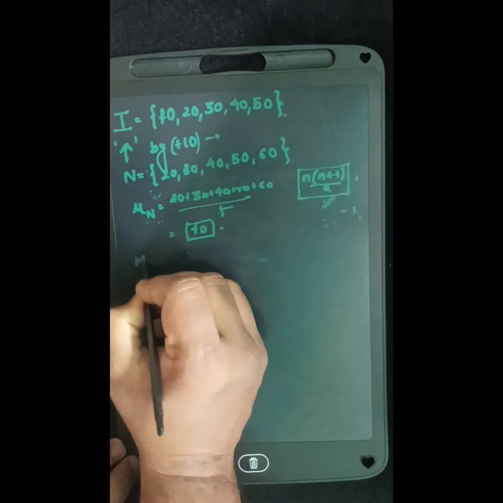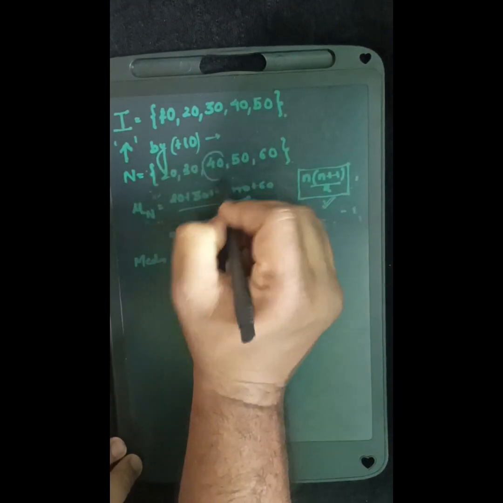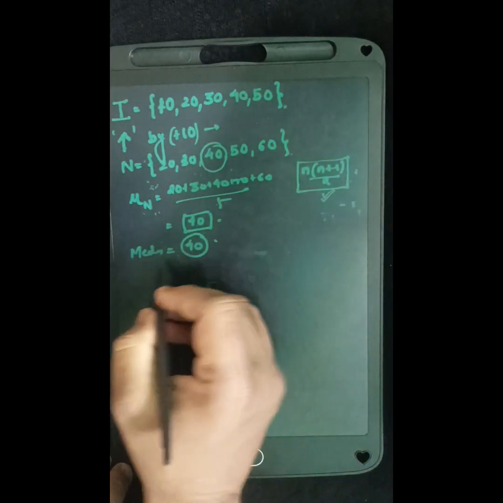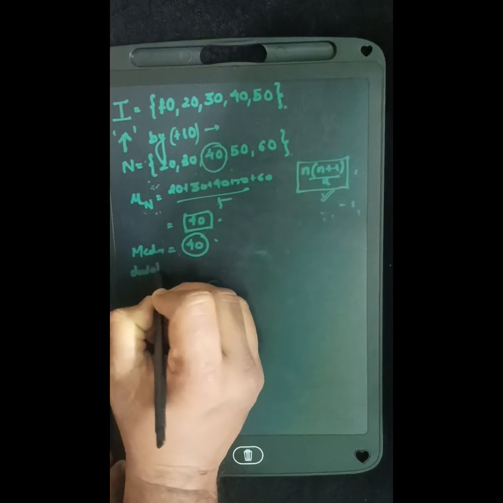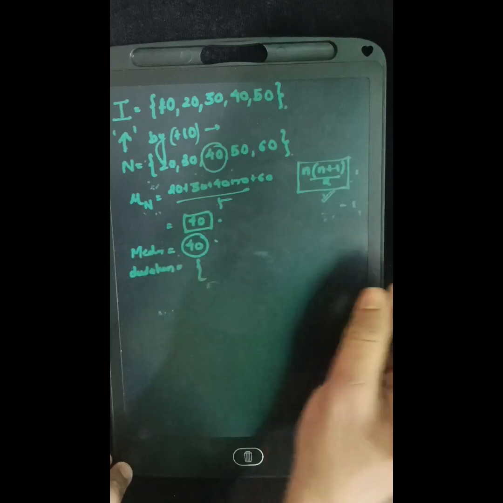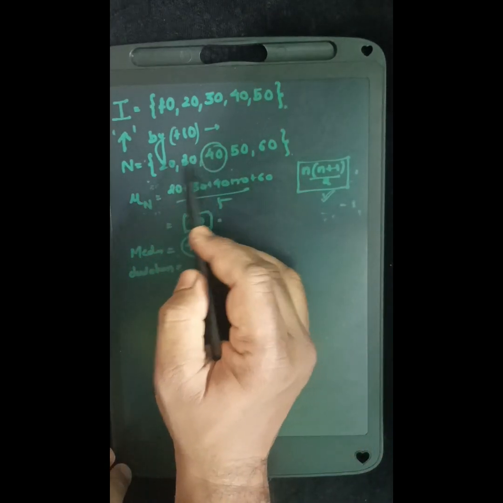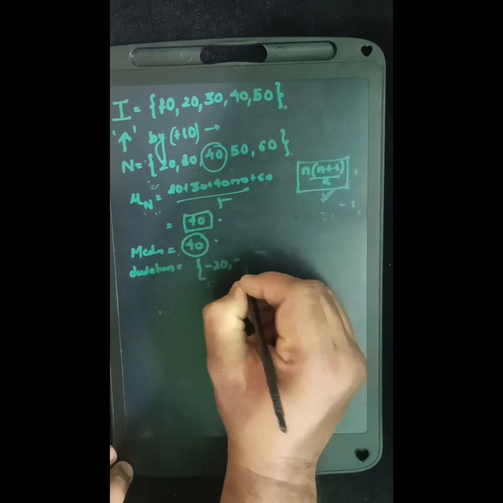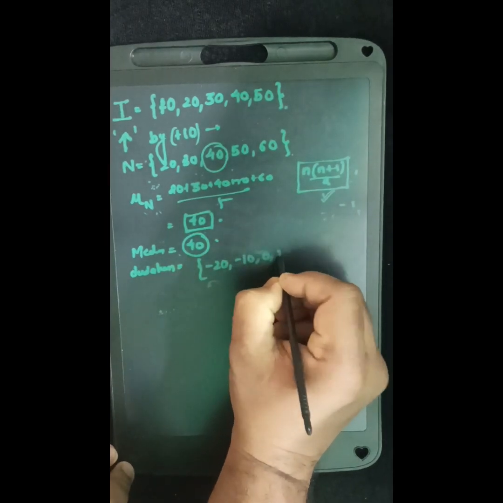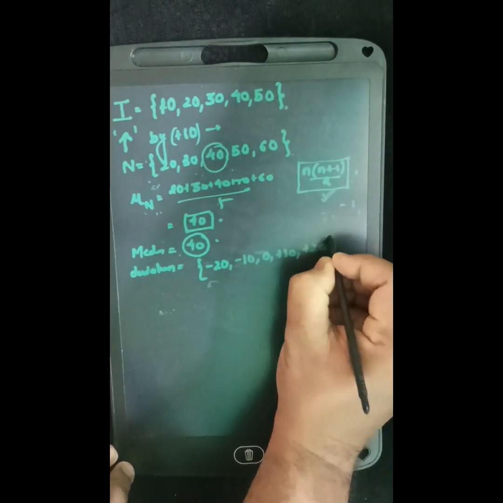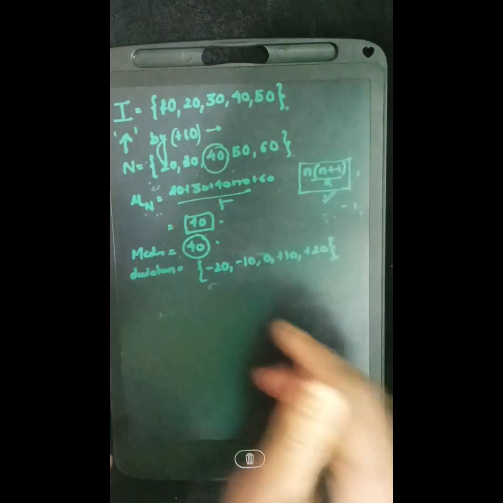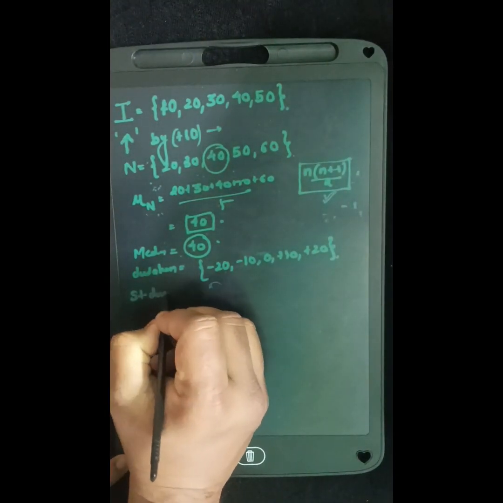What would be the median? The median would be the middle element. This is also 40. Okay, now deviation. Let's check the deviation data set. So the mean is 40, and 20 minus 40 comes out to be minus 20, then minus 10, 0, plus 10, plus 20. This is the deviation data set. And then standard deviation.